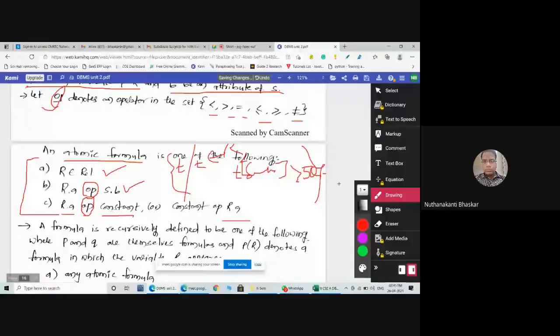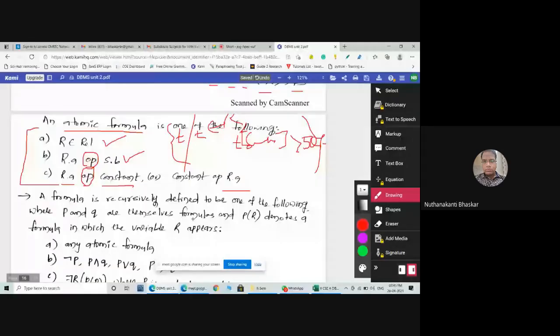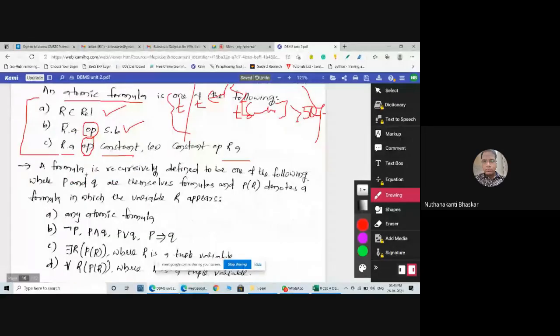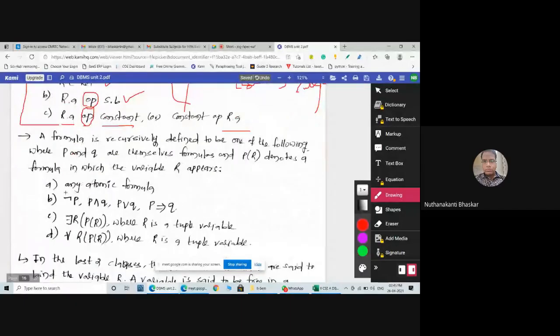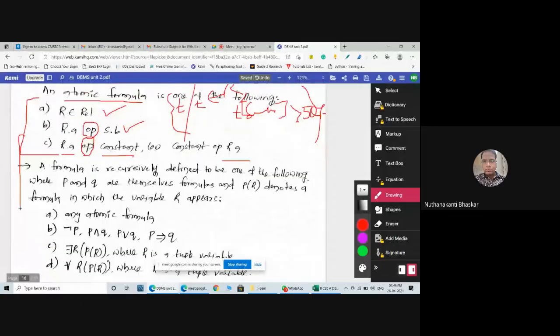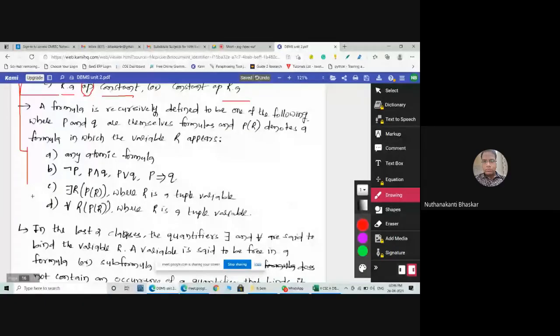All of you understood these atomic formulas, basic formulas? If we use them, maybe our representation is good. Clear? Now, for these atomic formulas, we can generate some more formulas based on them as per the requirement. Very simple, all are mathematically oriented.